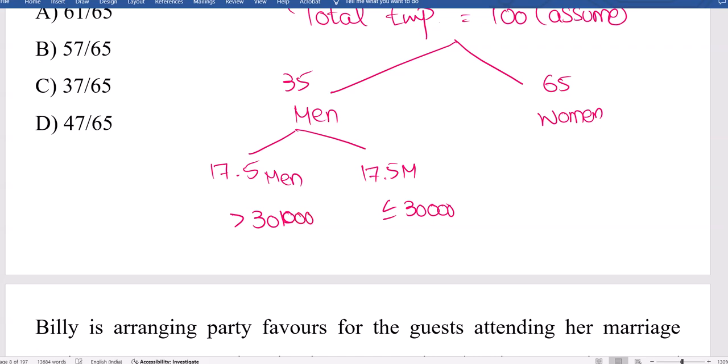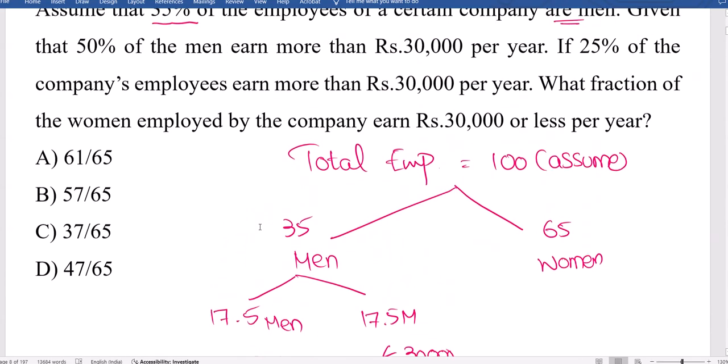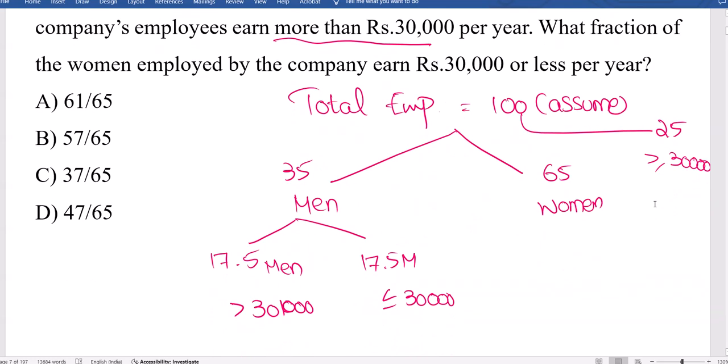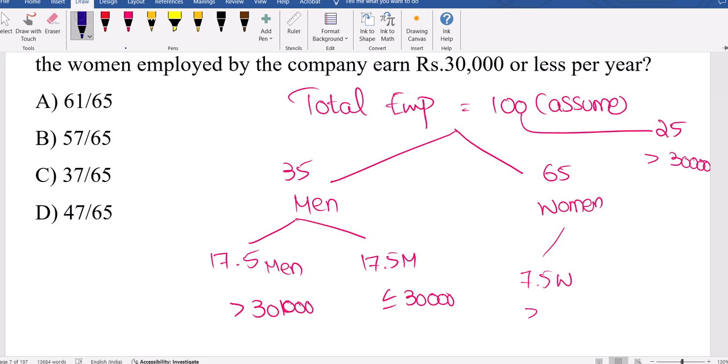Now for women earning less than or equal to 30,000, we use the 25% of the employees. What is the total number of employees? 100. Among them 25% means 25 are getting more than 30,000 salary. Among these 25, 17.5 are men, so the remaining 7.5 women are getting greater than 30,000, only greater than. That's why all the options are going wrong here.